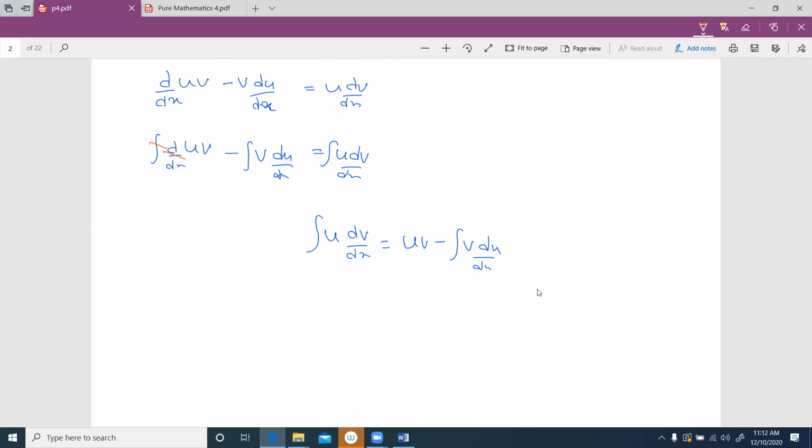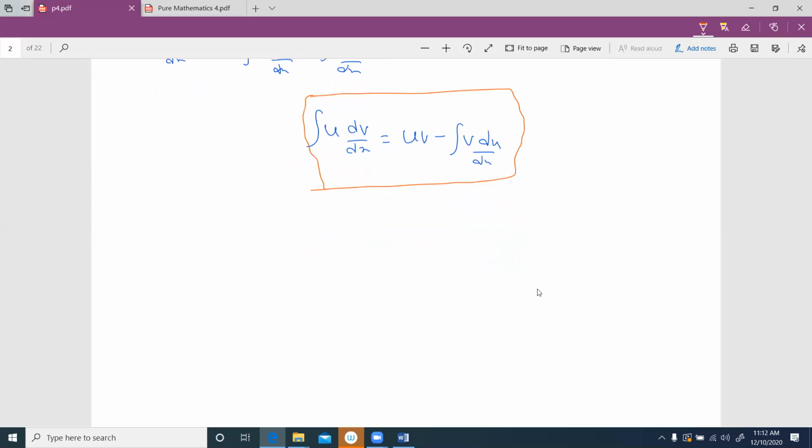Let's go ahead with that. This is the formula. Now let's see from a question how to apply this integration by parts. For example, you get a function like x e to the power x. To apply the formula, we have to filter what is u and what is dv by dx. That part we should know clearly.